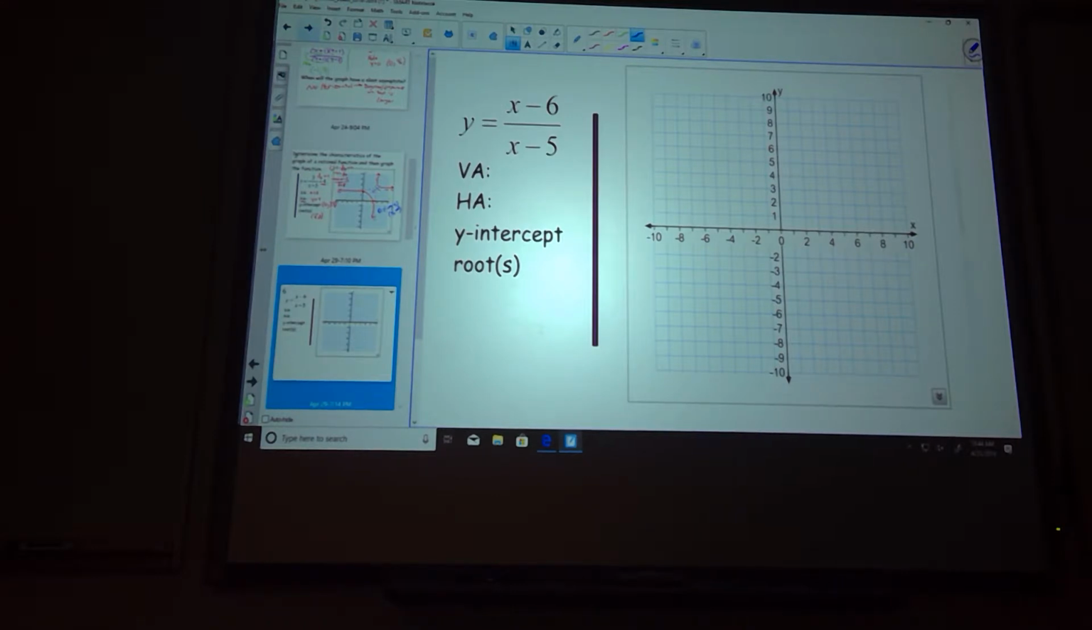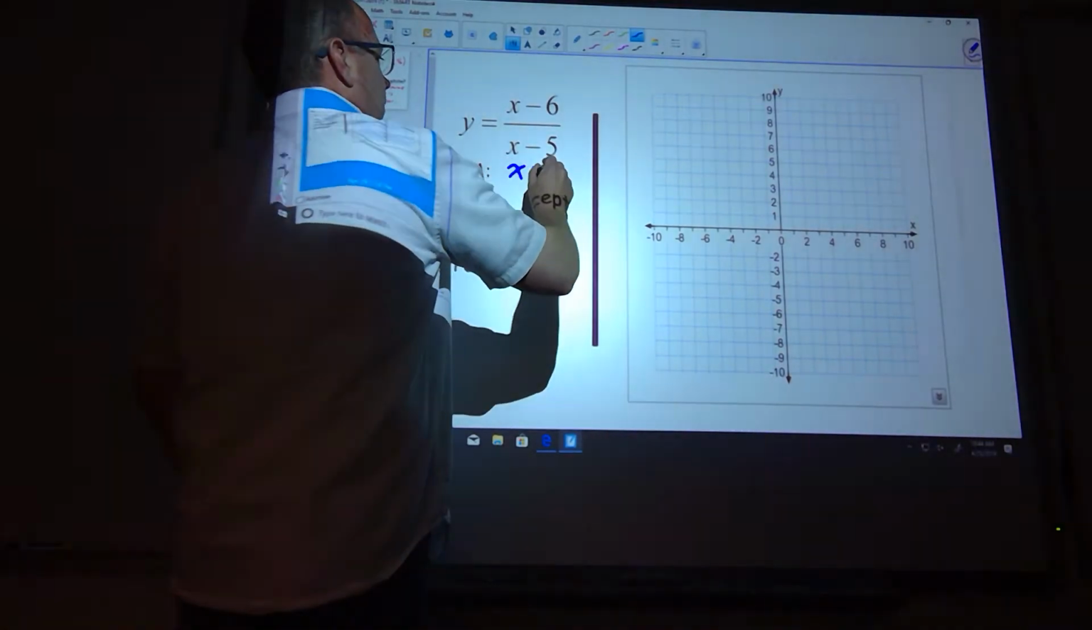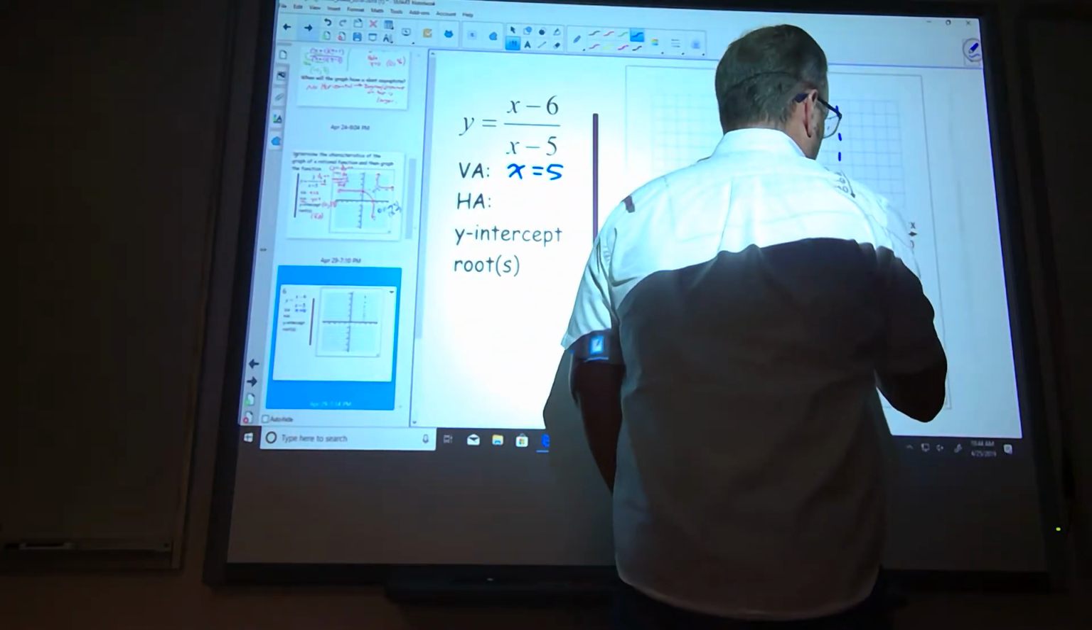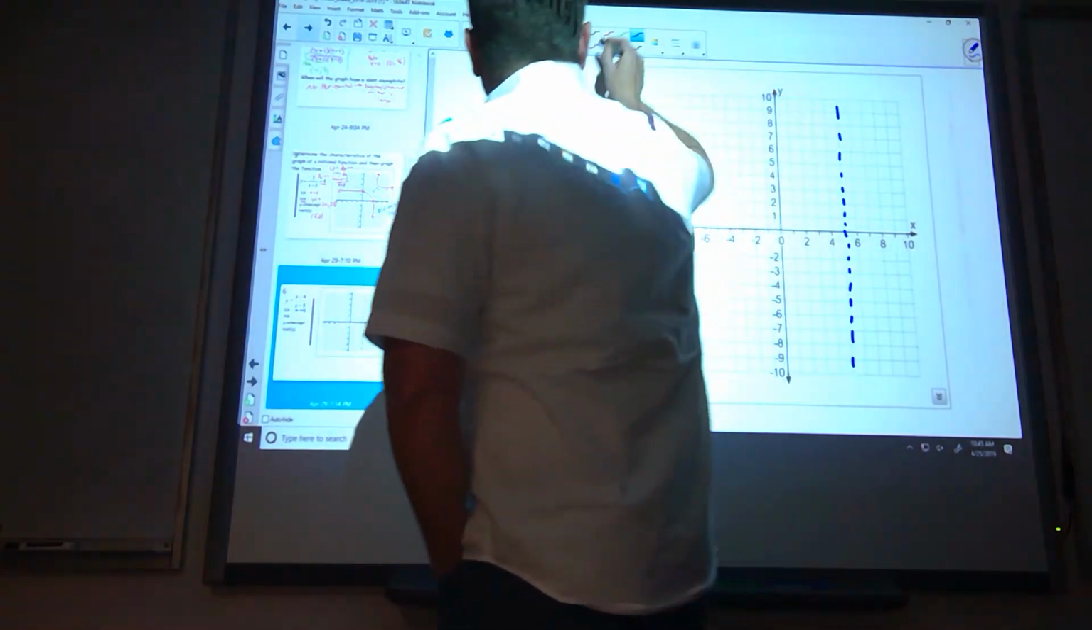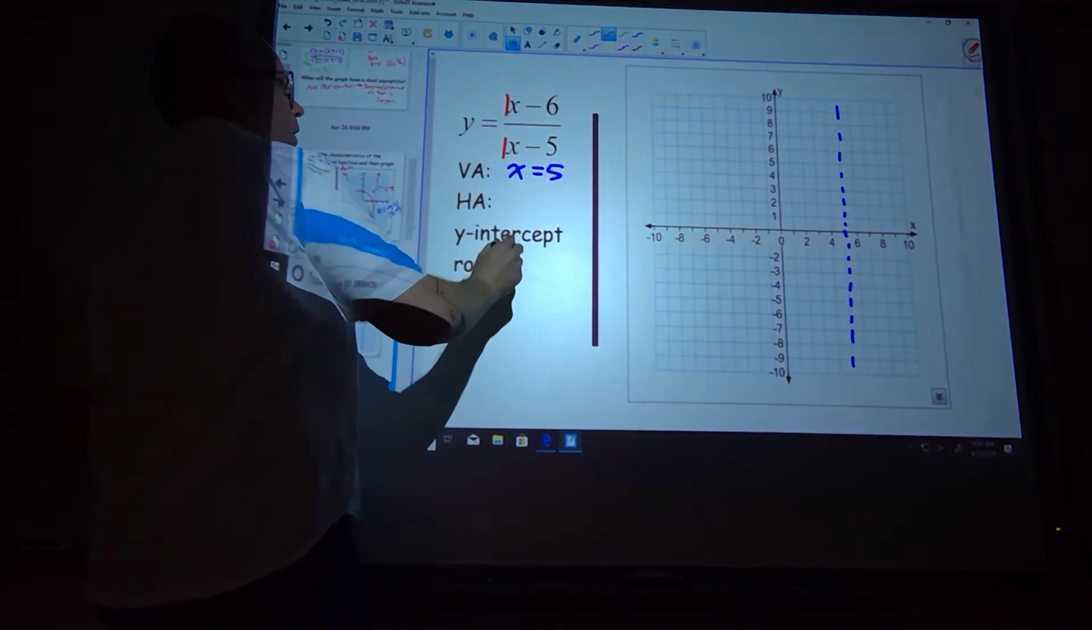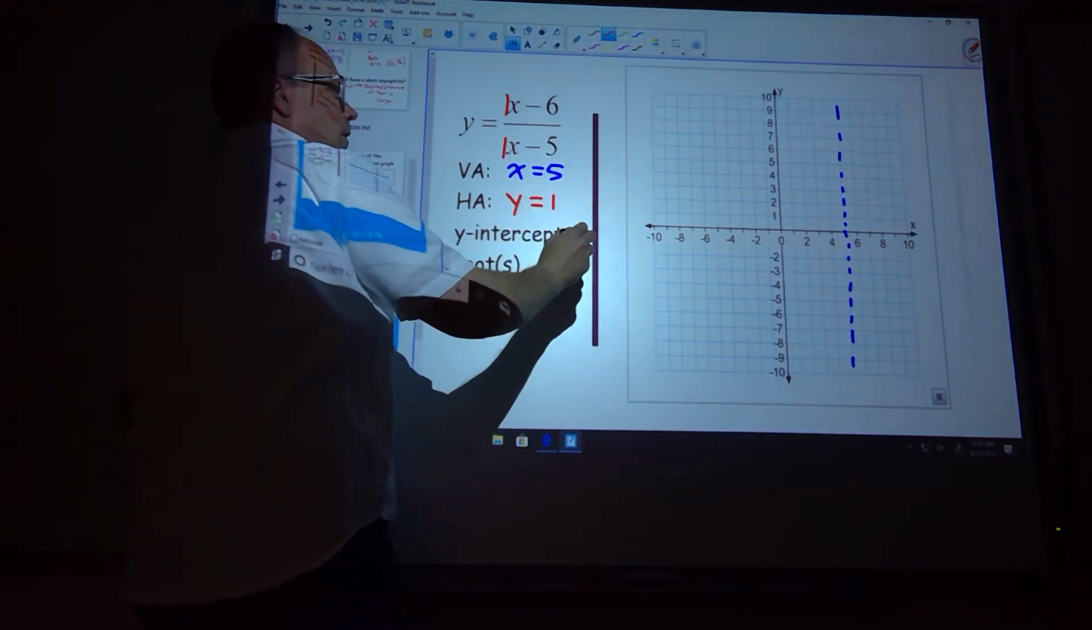Vertical asymptote, yes or no? Oh, yes, sir. Where at? x equals 5, right? Yep. And the horizontal asymptote is 1. How do you know? Because same degree on top and bottom. The degree on top and the degree on bottom are the same. Lead coefficients are 1. So my horizontal is at y equals 1.